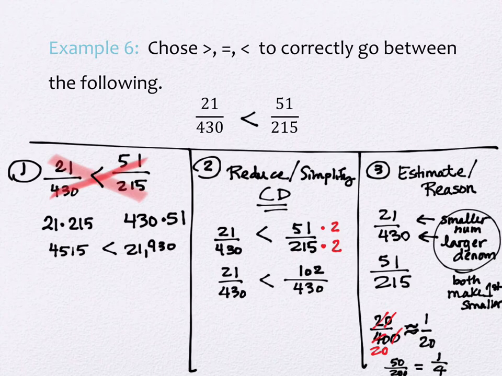So there's lots of ways to do the problem. But what you can't do is just put the symbol in and not tell me why you think that. I don't necessarily care what you use for your justification as long as we're in the realm of fractions, but you do have to justify it. So pick a method, use that method, and justify why you chose that symbol between them. Sound good? Okay.